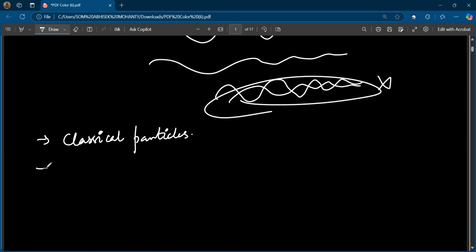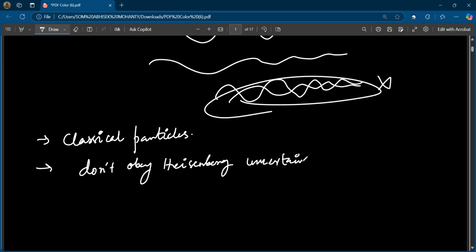As they are classical particles, they don't obey anything quantum, like the Heisenberg uncertainty principle. What is the meaning of not obeying the Heisenberg uncertainty principle? That means we can determine the conjugate coordinates, position and momentum, precisely at the same time for these particles. So let's write it.